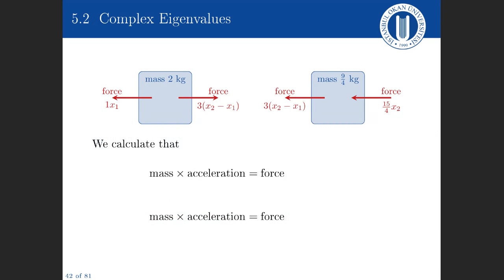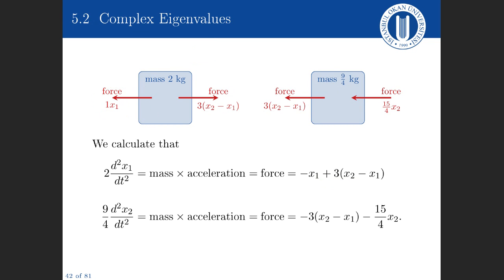We know that mass times acceleration is equal to force. So looking at the left block, first of all, the mass is 2, and the acceleration will be the second derivative of x1. Add up the forces, remembering that moving to the right is the positive direction. 1x1 is pointing to the negative direction, so it becomes minus x1. 3(x2 minus x1) is moving to the positive direction, so that becomes plus 3(x2 minus x1).